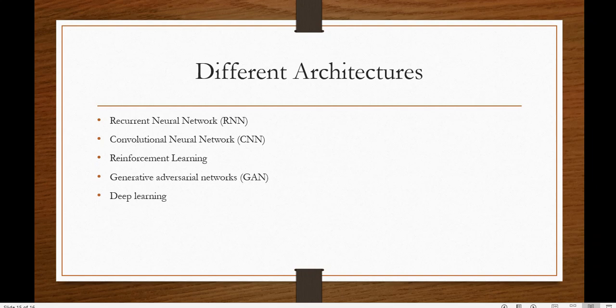We'll have a separate discussion about each of them. So we are completing it here. We'll close it and continue with a different topic on artificial neural network in the next session.